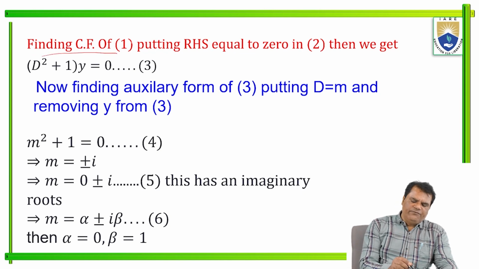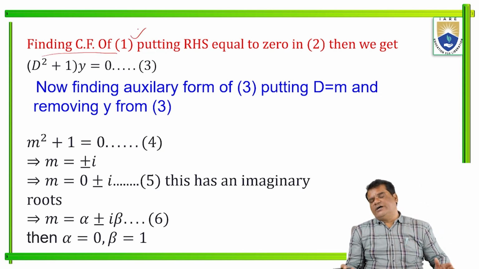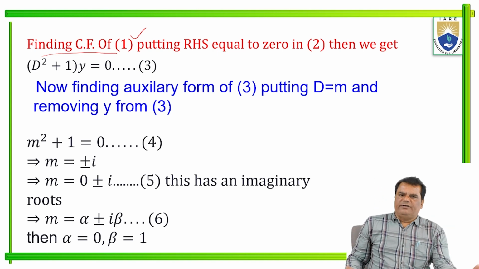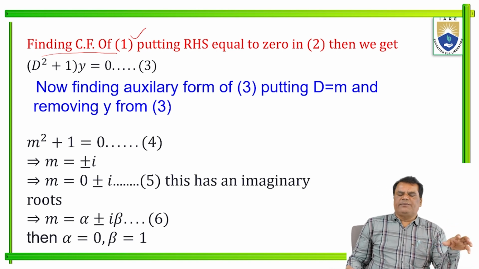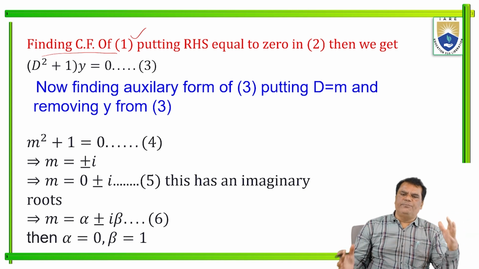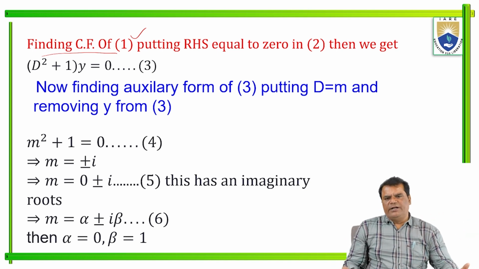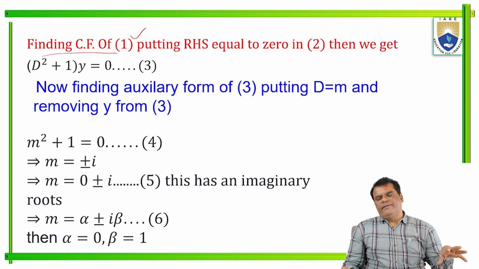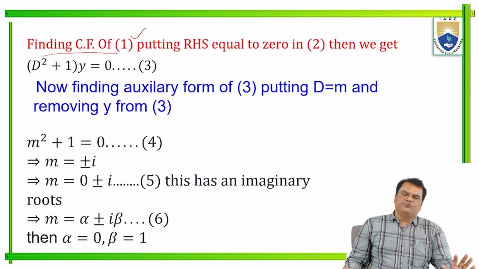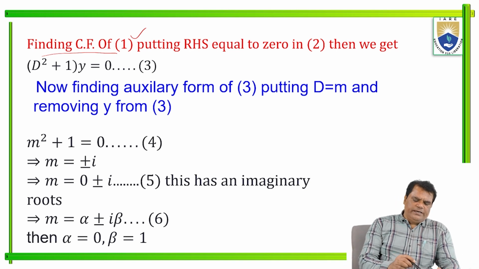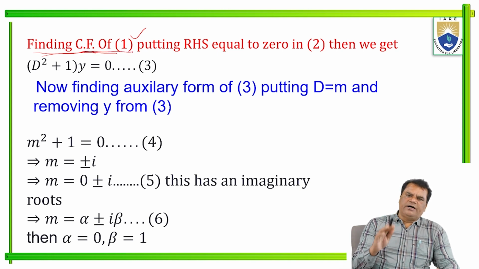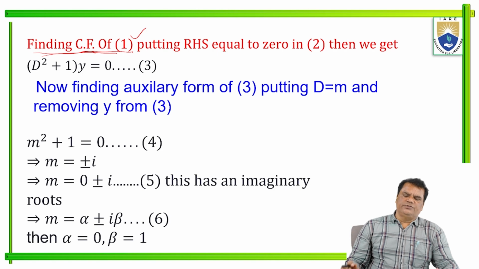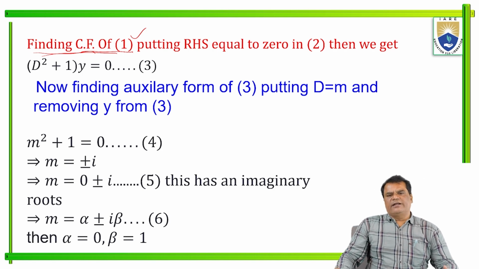Now finding the complementary function of 1. Because this is a differential equation of second order with constant coefficients, and we have discussed in detail in the last chapter how to find the solution, the complementary function and the particular integral, there will be no problem finding the complementary function of this question. So D square plus 1 into y equals cosec x, or d2y over dx2 plus y equals cosec x. This is the linear differential equation of second order with constant coefficients.